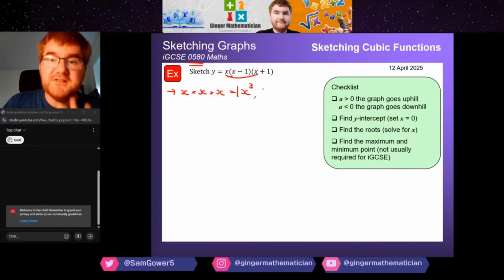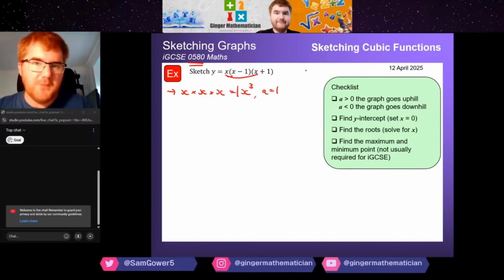Now, because it's a positive x cubed, so a is equal to 1, the graph goes uphill. So what do I mean by this? A general cubic has two different shapes. Either it goes this way, or for a negative, it goes this way. And because a is equal to positive 1, it's going to have this general shape here. Okay, so that's what I mean by going uphill. Imagine you start here and you're hiking and you're going all the way up to here. Then you're essentially going uphill. You've got a little dip here, but the general trend is that you're going uphill. So we know from a equals 1 that the graph goes uphill. Perfect. So we can tick this off.